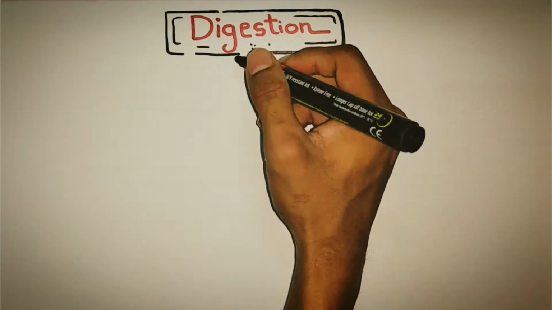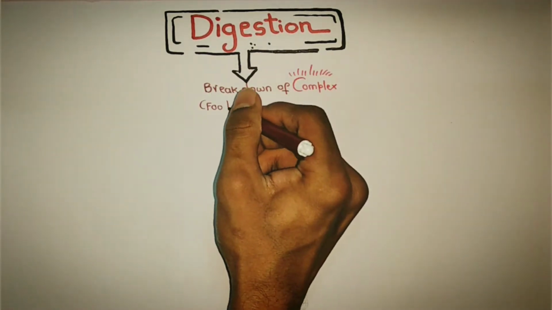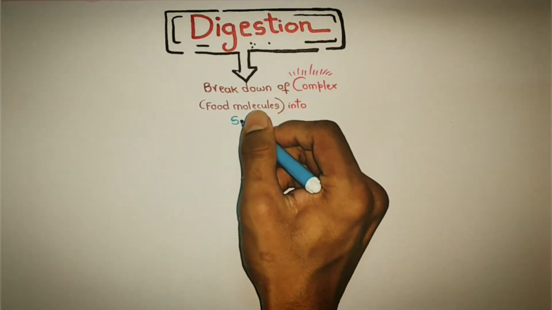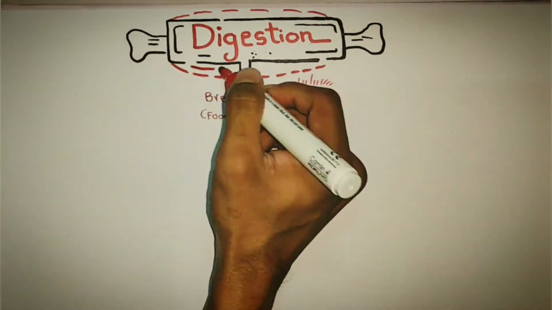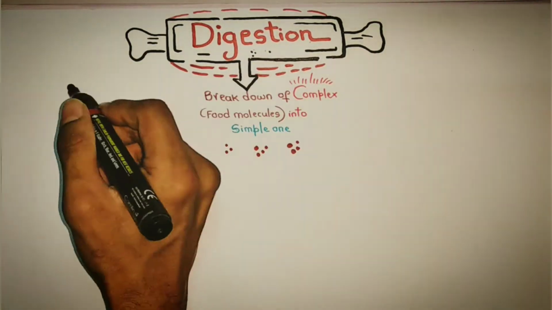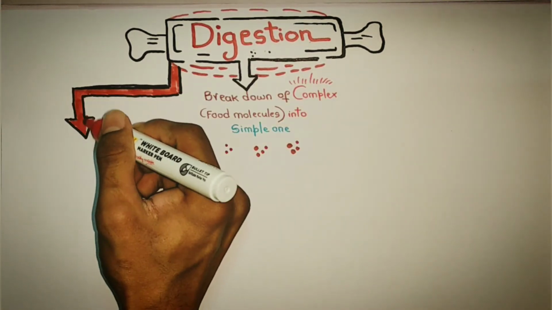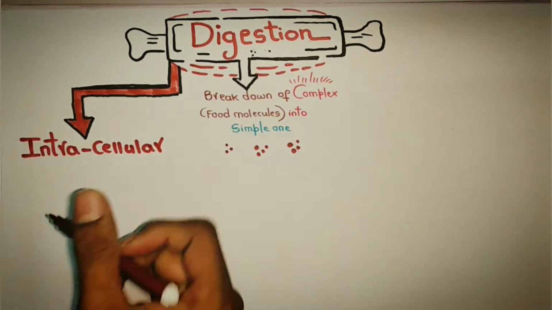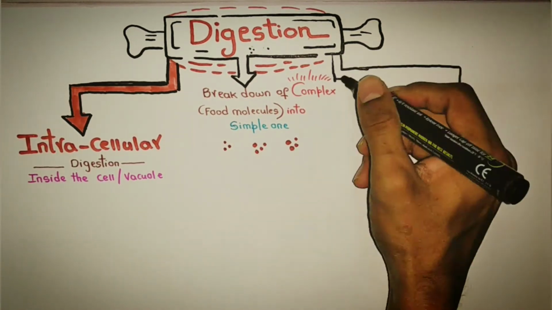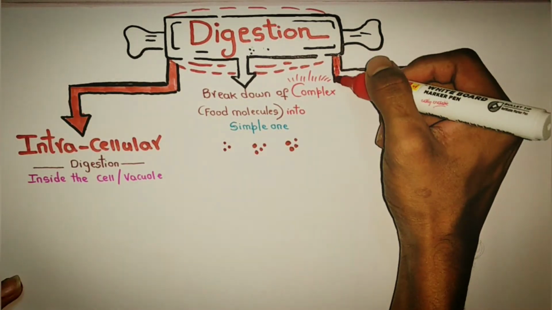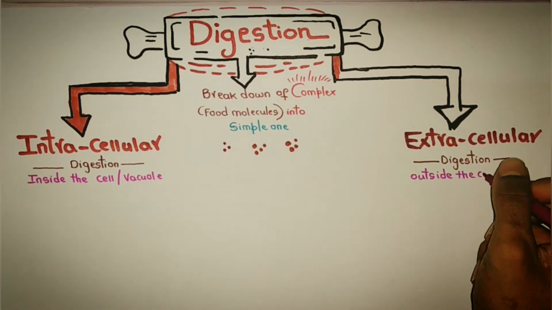The word digestion in biology means breakdown of complex or large food particles into simple ones such that even a cell can take them, like breakdown of a chunk of meat into simple amino acids. We can classify digestion broadly into two main types depending upon where it happens. Intracellular digestion, the digestion which happens inside the cell or a vacuole. And the second one is extracellular digestion, the digestion which happens outside the cell in a cavity or a gut.